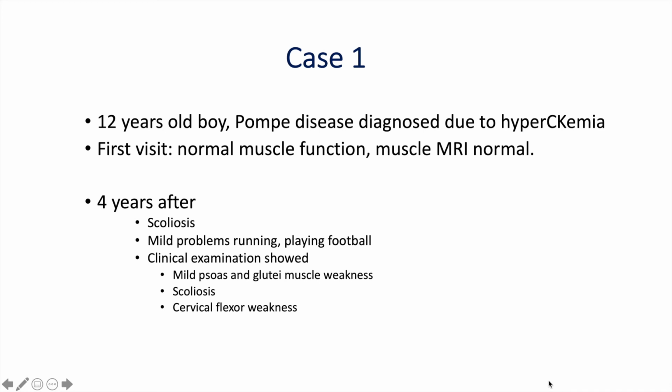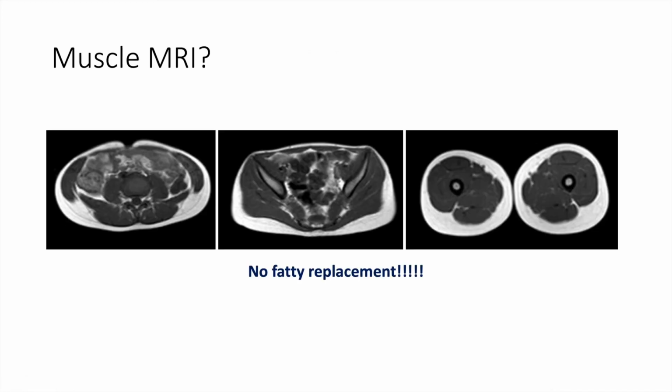And okay, I said, okay, then bring him to me in Barcelona, and we repeat the clinical examination, and we observed mild psoas and glute muscle weakness, cervical flexor weakness, and scoliosis. And I remember that at that moment I said, okay, now we are going to identify fat in the muscles on the MRI, and the MRI was completely normal.